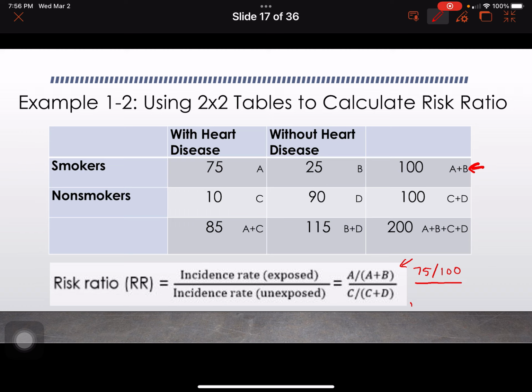Then we put that all over the incidence rate for the unexposed group, which would be cell C divided by the total of C plus D. Then we can plug that into the calculator. You get 7.5.